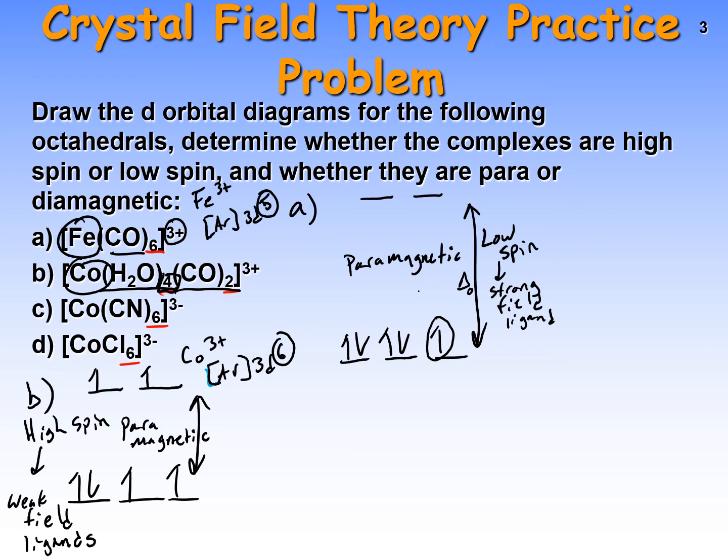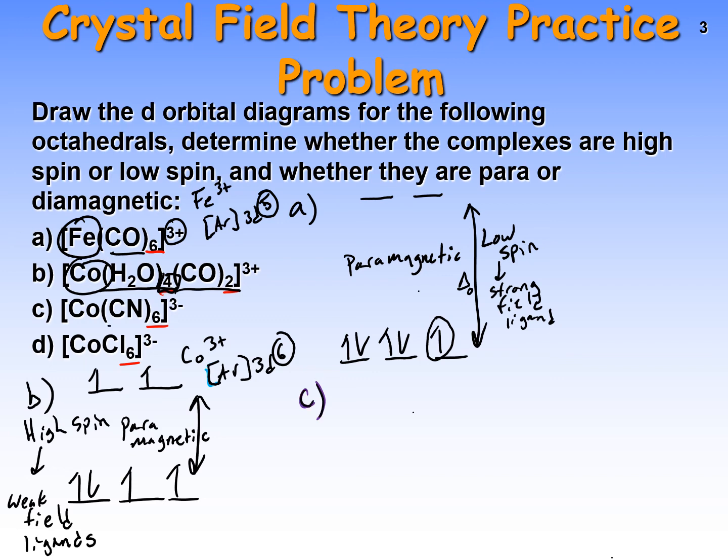You could, in this type of problem, I would probably either tell you which one to draw, high spin or low spin, or I'd ask you to do both. So in this case, I drew the high spin. You could draw the low spin on your own time if you wanted to. So C, kind of keep switching colors here.